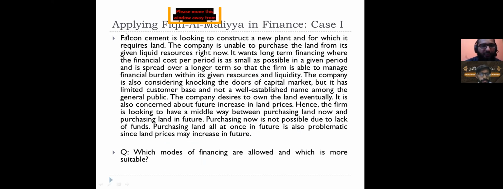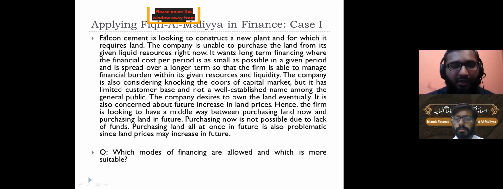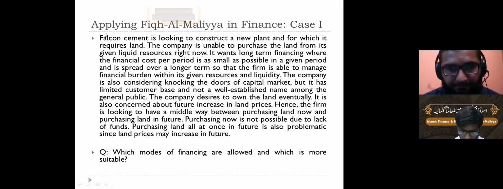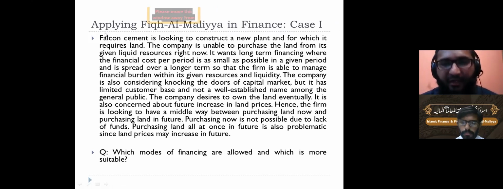All right. So this is one example, and at the end of this example, it is asked which modes of financing are allowed and which is more suitable. Which modes of financing are allowed would depend on what is permissible under Islamic Fiqhul Malia. What is more suitable would depend on the financial and economic need of the client and of the counterparties who are involved in the transaction.